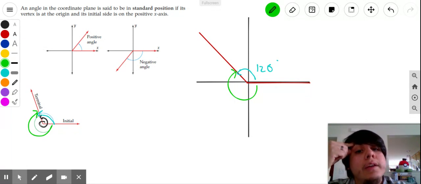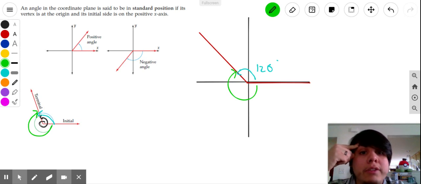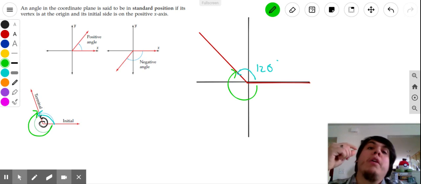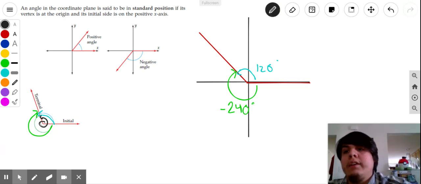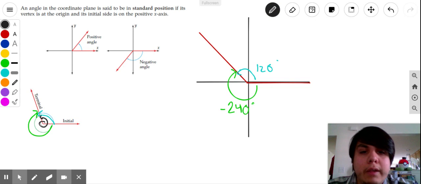Oh boy. All right, so essentially I have a completed circle. If I know part of the circle is 120 degrees, then the other part should be 240 degrees. Notice how I put the negative sign because, again, that was rotating clockwise from the initial side to that terminal side. Okay?